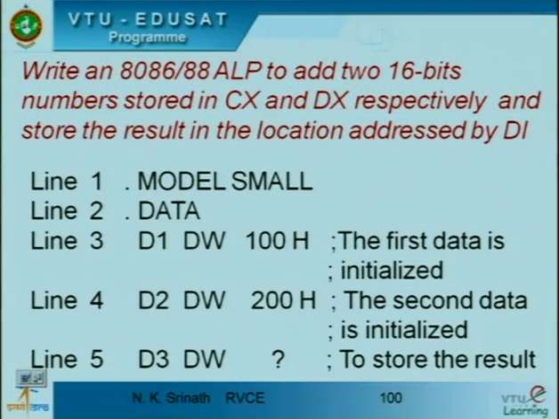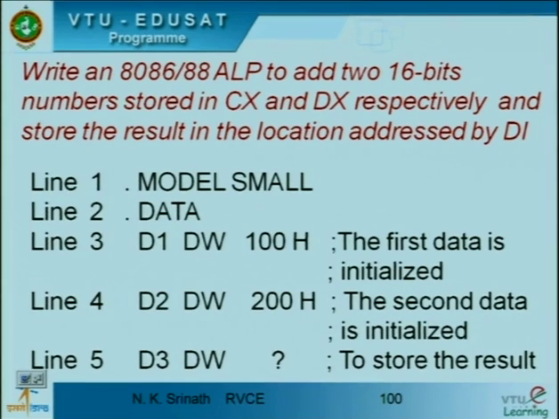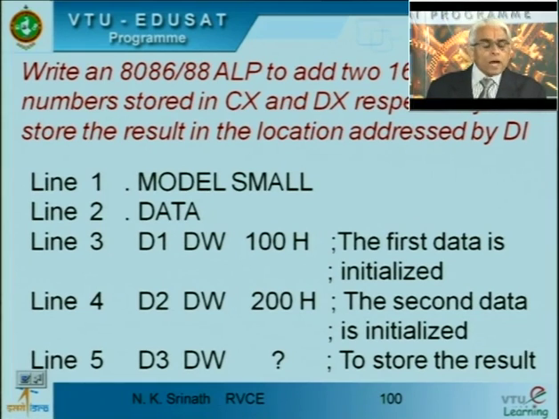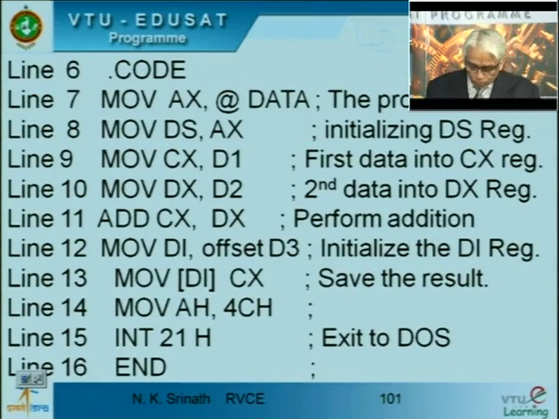So, let us talk about D1 as data 1, D2 as data 2 and D3 as data 3, which are of size word. So, we have initialized it as D1 DW 100, D2 DW 200, D3 DW question mark, because we do not know the result yet. So, if you know the data, we would like to really understand that particular process.